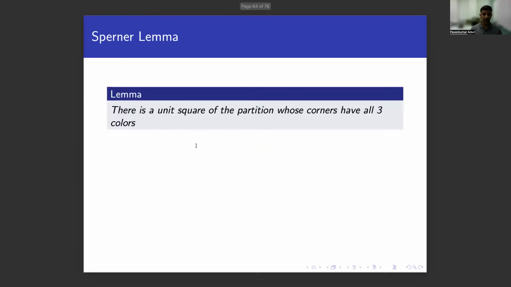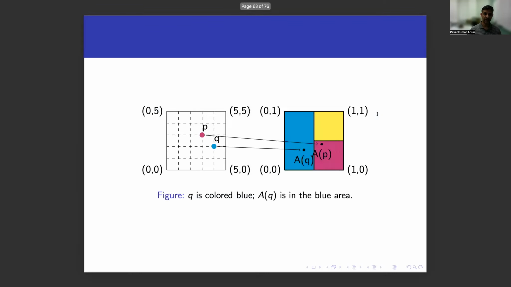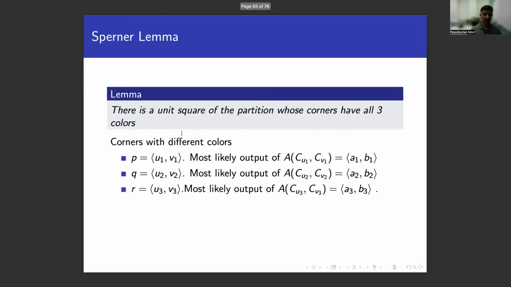Okay. So now we can use Spooner lemma that shows that there is a unit square of this partition whose corners have all these 3 colors. So if I look at my grid partition, there is a small unit grid and it has 4 corners. If I look at the colors of these 4 corners, I have all these 3 colors appearing. So that can be shown using Spooner lemma. Okay. So now what does that mean? Let's fix a unit square with corners being different colors, and let's call them P, Q, and R.